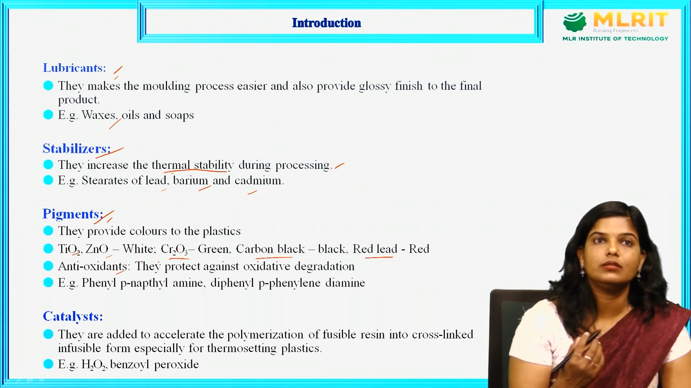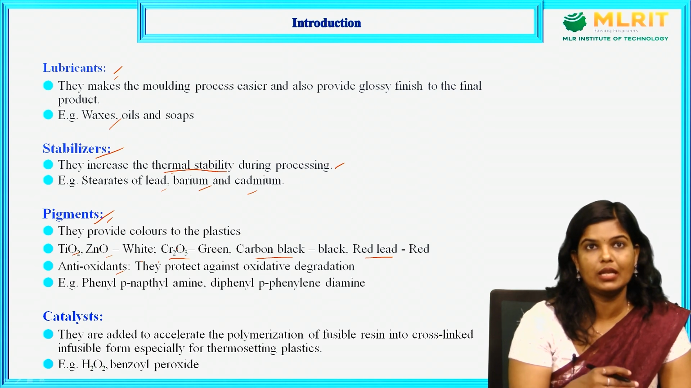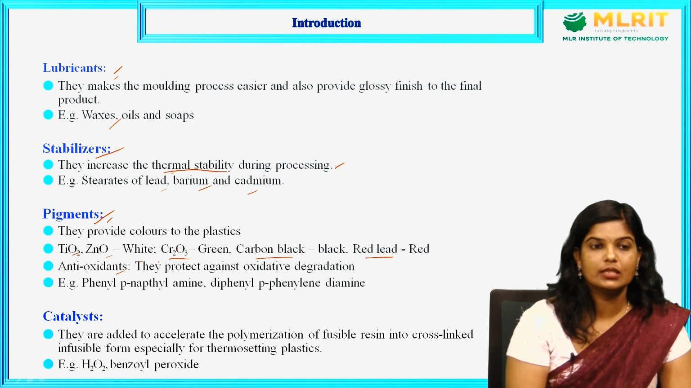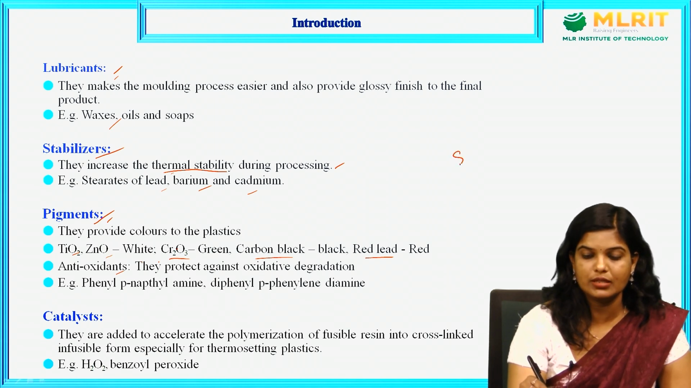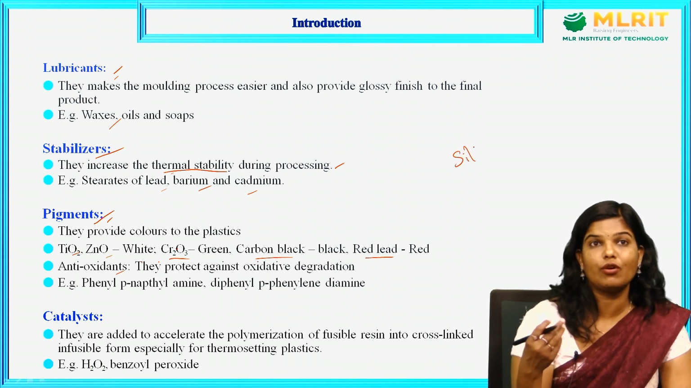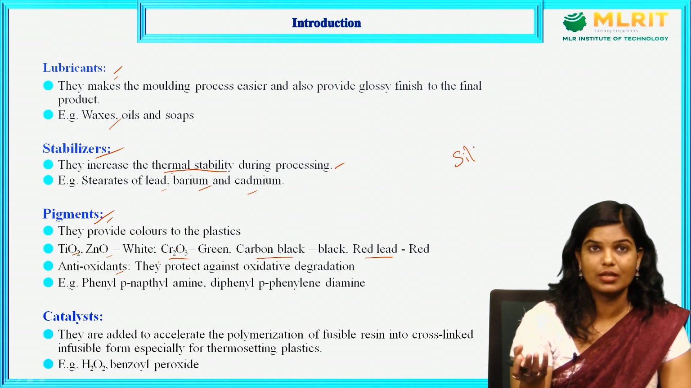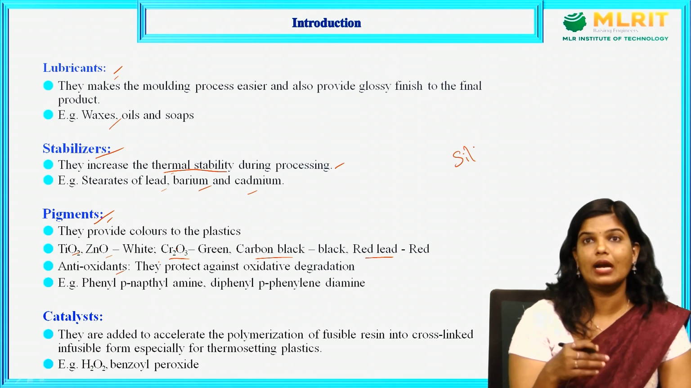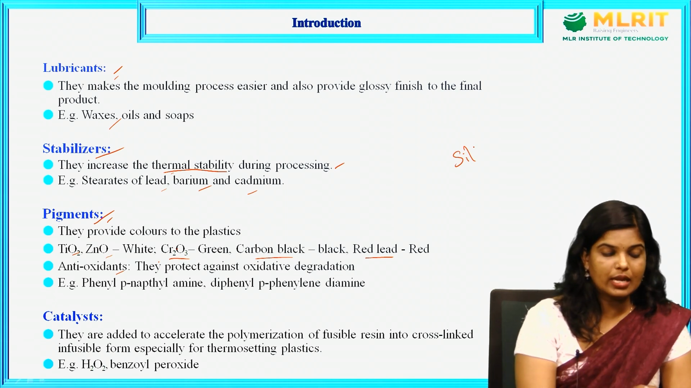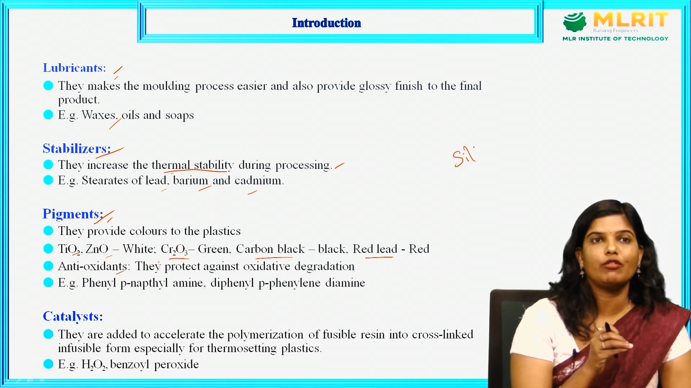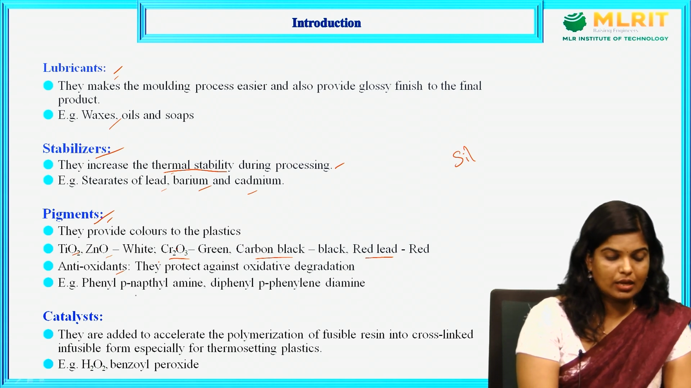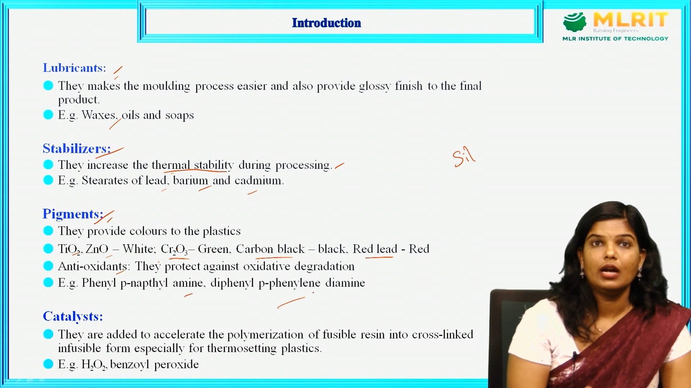And else, antioxidants will protect the plastic material from oxidative degradation. Some materials we know, like silver, Ag, if it is kept in the presence of oxygen for a long time, will get oxidized. So somewhere we have to add some antioxidant to it. In the same way, for a plastic, when we prepare it, we have to add a little amount of antioxidant so that it will not undergo any oxidative degradation. For example, we can use phenyl para-naphthylamine or diphenyl diamine.